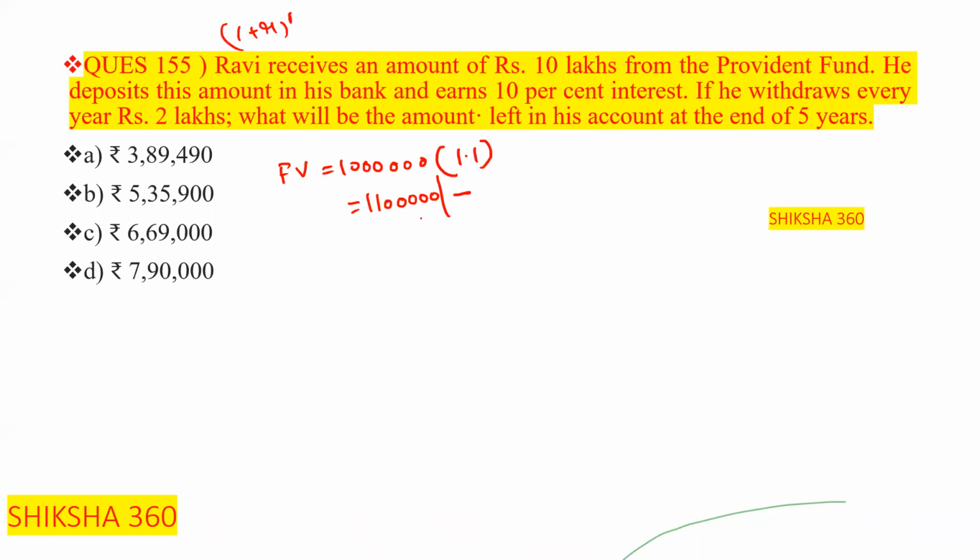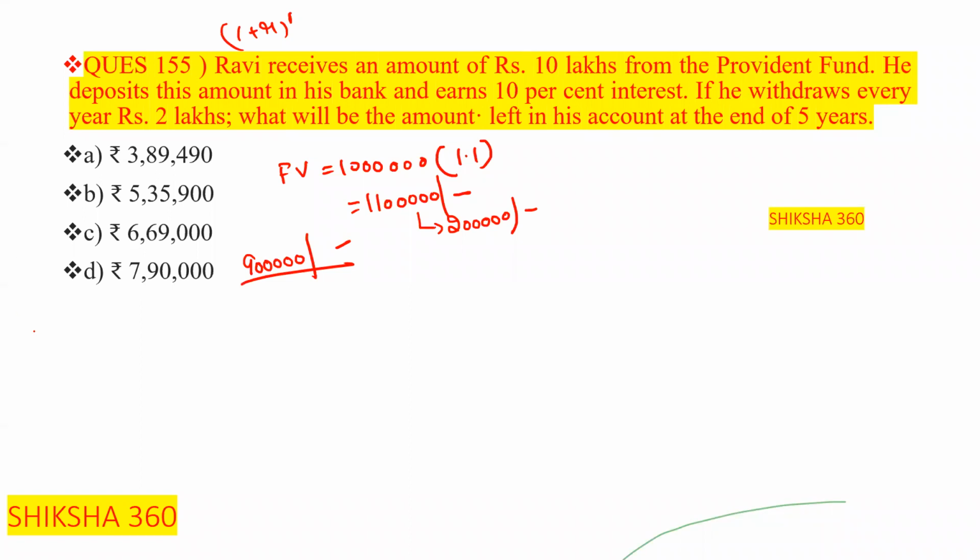Now what will Ravi do? Ravi will withdraw 2 lakh from that. How much amount is left in the hands of Ravi? That is rupees 9 lakh. Clear?